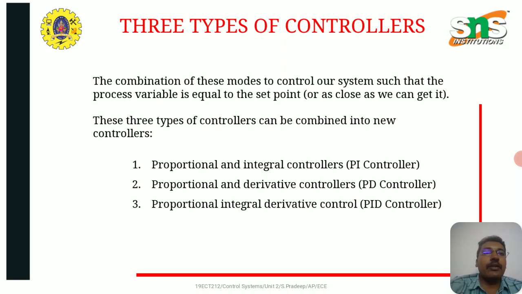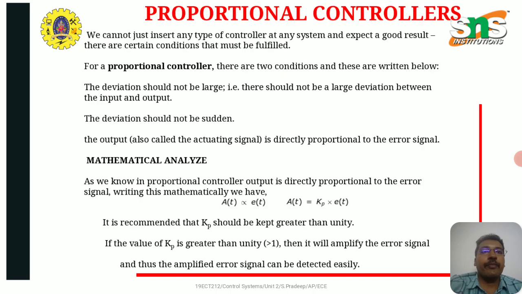These three types of controllers can be combined into new controllers. The first one is proportional and integral controller, that is PI controller. Second one is PD controller, proportional and derivative controller. Third one is PID controller, proportional integral derivative controller.